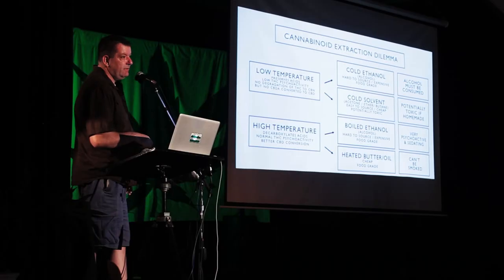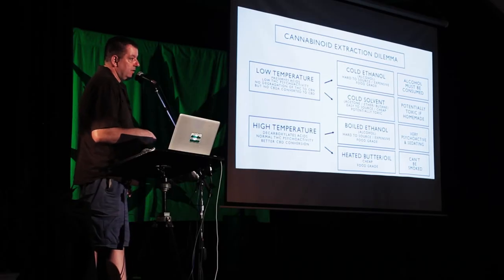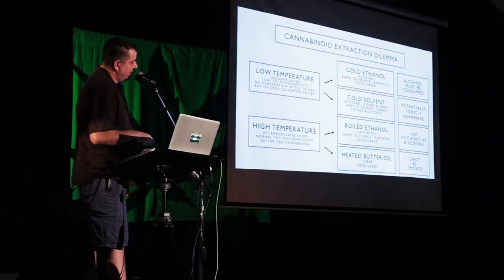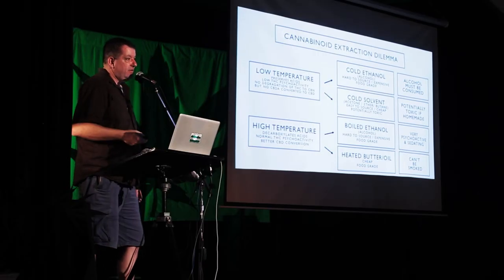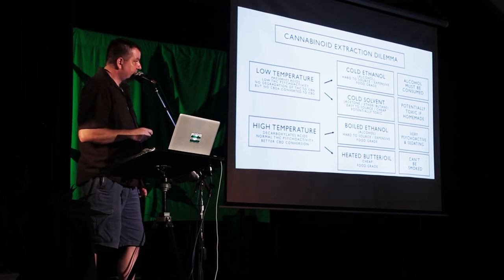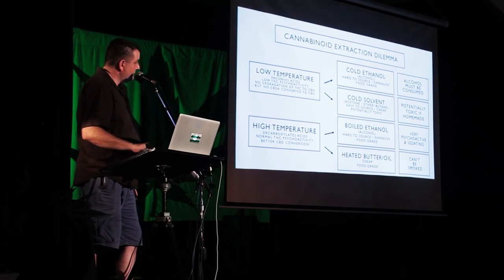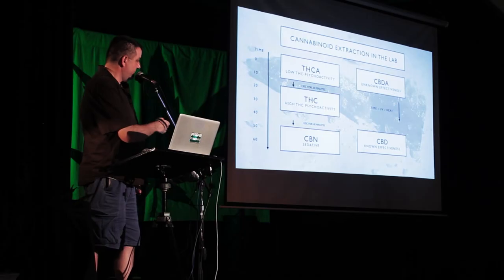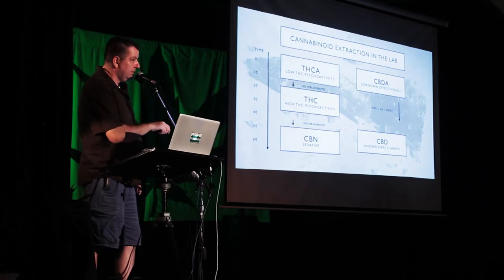The other high temperature method is down here, which would be the coconut oil, the butter kind of methods. Again, the drawback is that they can't be smoked, but also because of the high temperature, all of it would be converted. So you would be dealing with a CBN, CBD product.